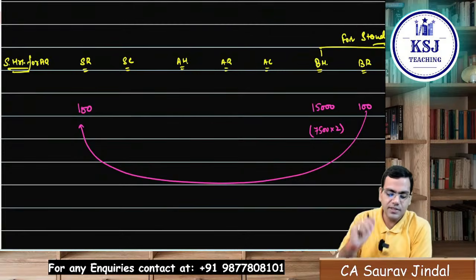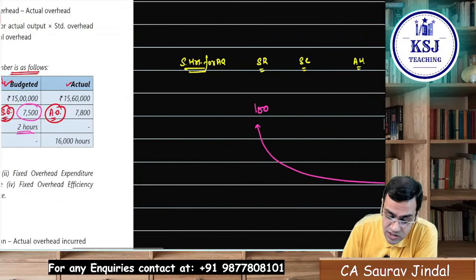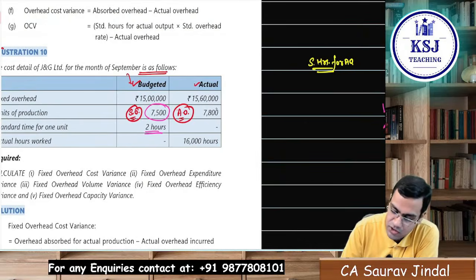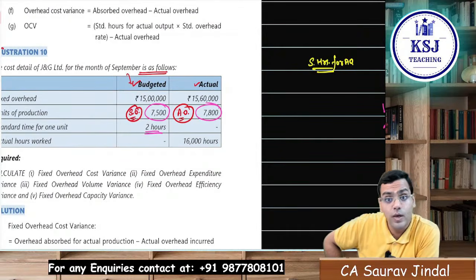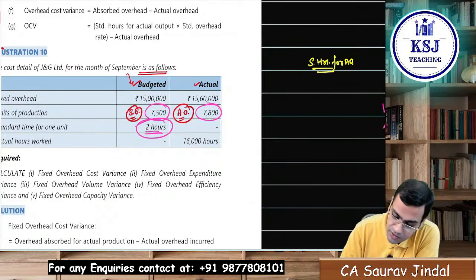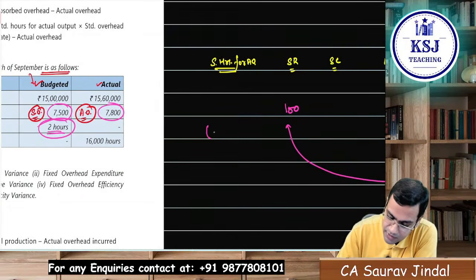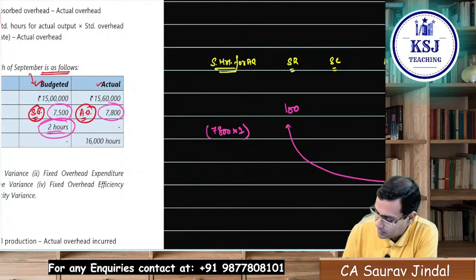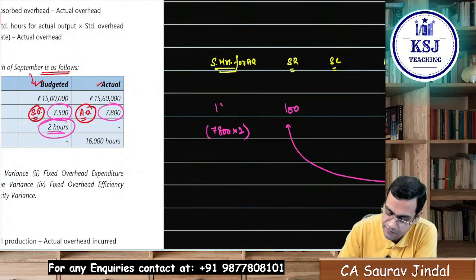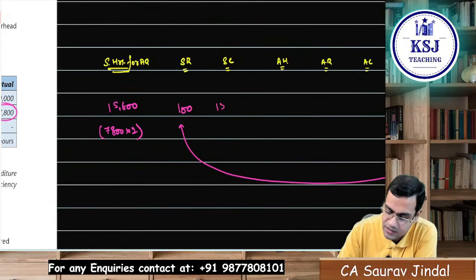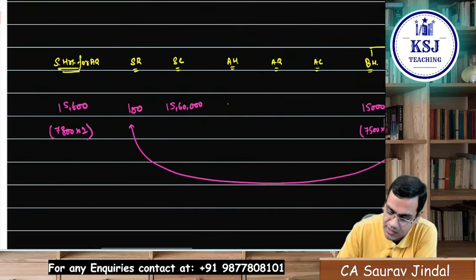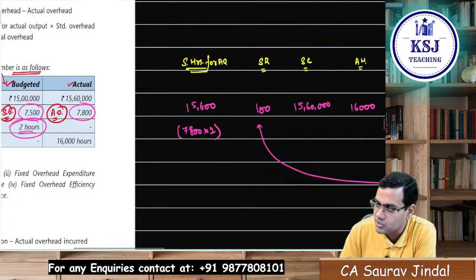Now what is the standard hours for actual output? Sir, what is the actual output here? 7800 units. And for 1 unit, what is the standard hours? 2 hours. So what is the standard hours for actual output? That is 7800 multiplied by 2, that is 15,600. So what will be the standard cost? That is 15 lakh 60,000. Actual hours given to you, that is 16,000 hours. Actual cost.